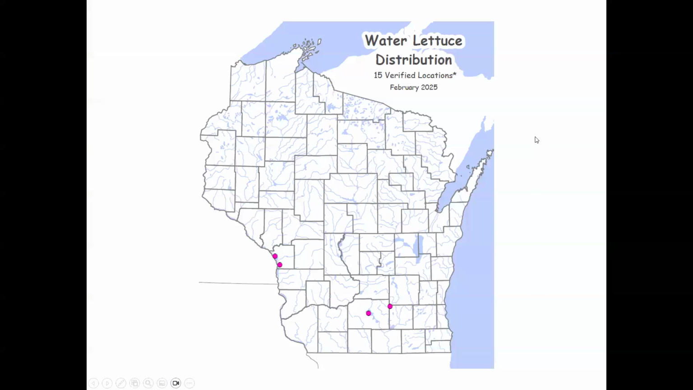So looking at where that's been found in Wisconsin, again, not many areas, usually in private ponds or bridge crossings of streams because this is an aquarium plant. And so people have dumped it before and it's gotten into the environment in that way.